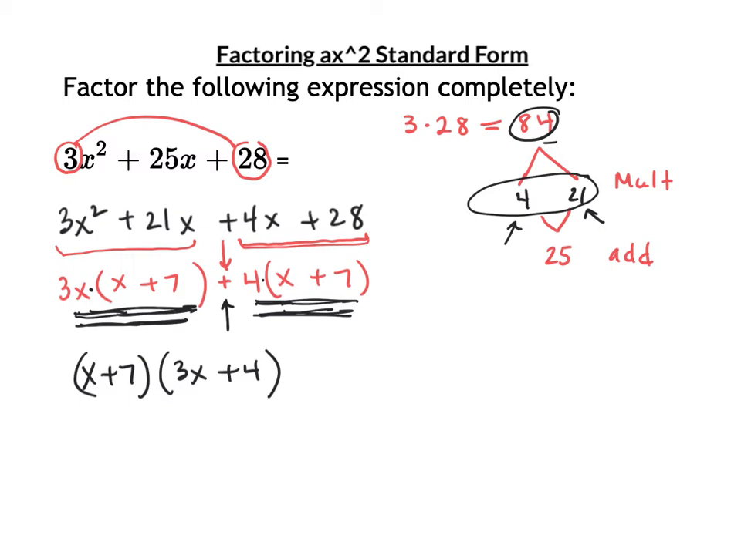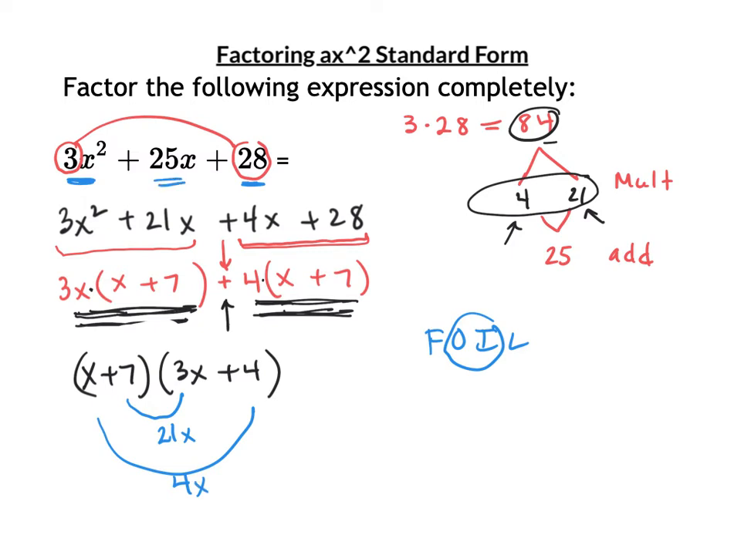You don't need to do this, but I'm going to point out you can check this in your head. How do I check it in my head? X times 3x is 3x squared. 7 times 4, that's 28. And in FOIL, F-O-I-L, the outer and the inner make the middle term. Right here we get 21x, and right here we get 4x. And when I add 21x and 4x, I get 25x. This is my answer.